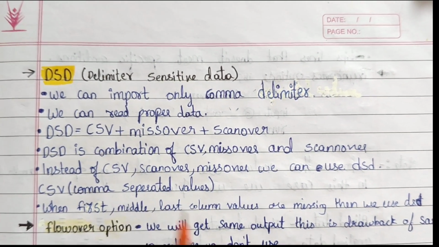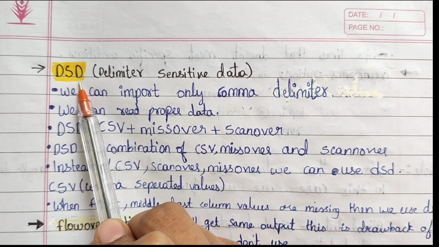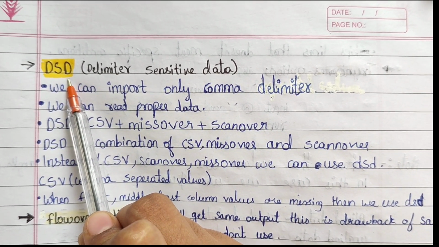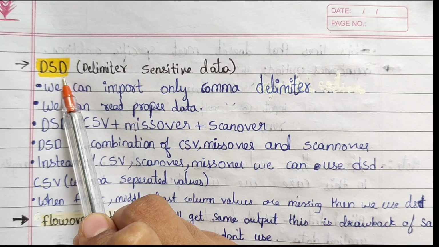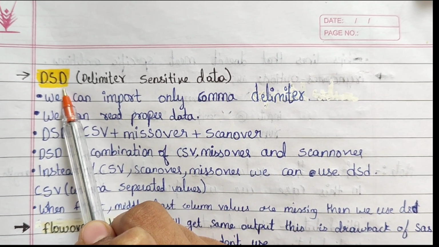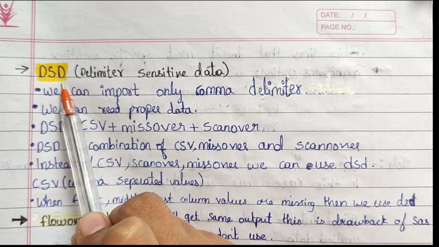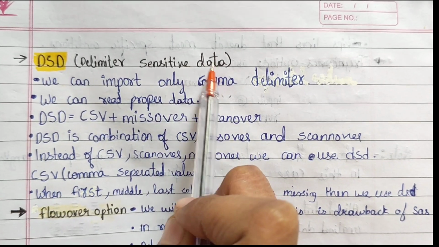Today we will talk about the DSD option. This is a special option. Infile special options are nothing but DLM and DSD. So today in this video we'll talk about DSD, which is known as delimiter sensitive data.